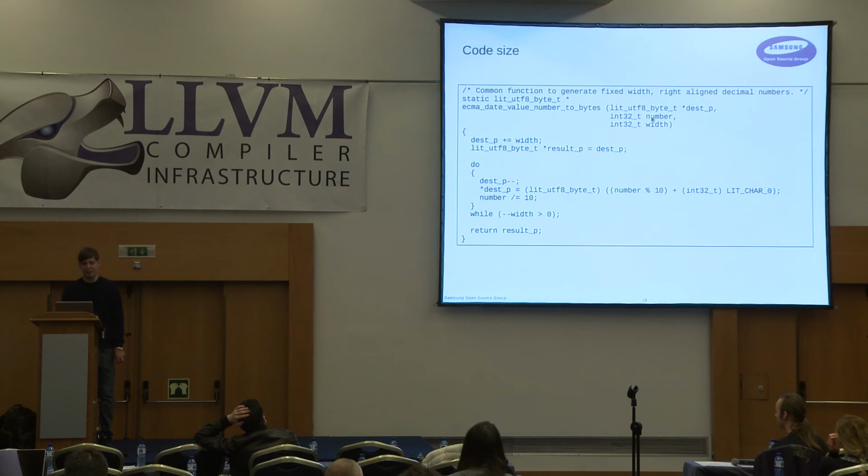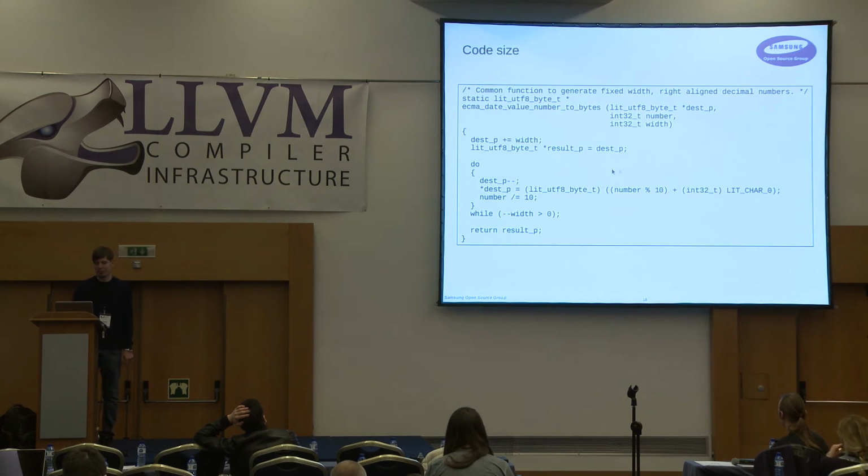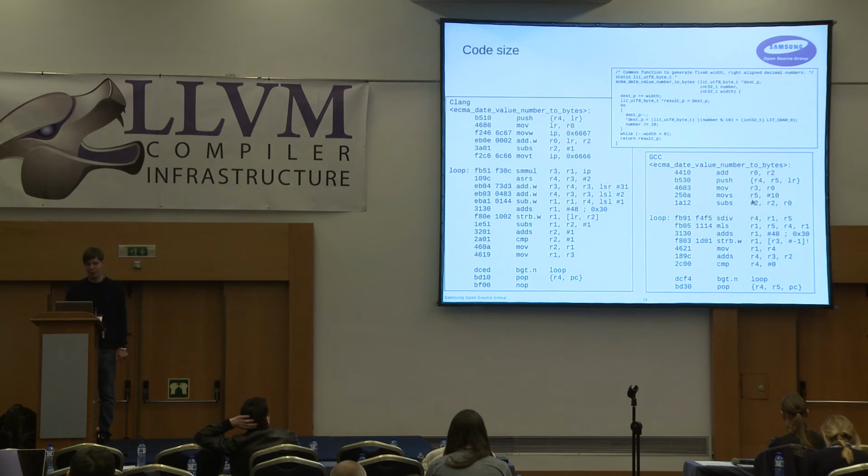It's a fixed width integer, so it just goes backwards, builds the string from the back to the front, and does some computation here, essentially a modulo computation, and then adds the ASCII value of the 0 character. Looking at the generated code, we see that the entry basic block looks very similar, almost no difference, except that clang also materializes another constant here, which is later used in the actual computation.